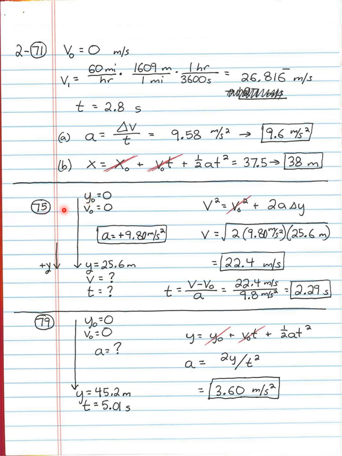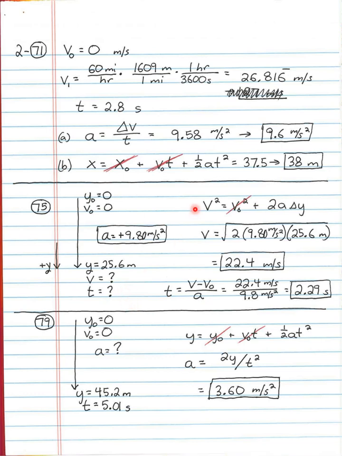y naught equals 0, v naught equals 0. It's from rest. I'm making down the positive y direction, so acceleration is positive 9.80 meters per second squared. And it will go a distance of 25.6 meters. So at the end, y equals 25.6 meters. We want to know v and t when it reaches the bottom.